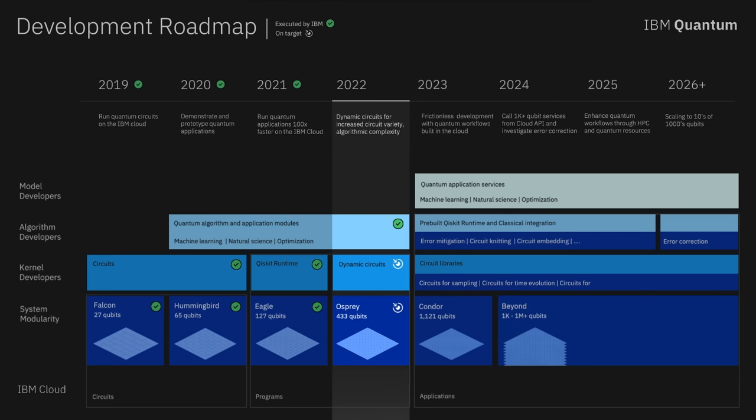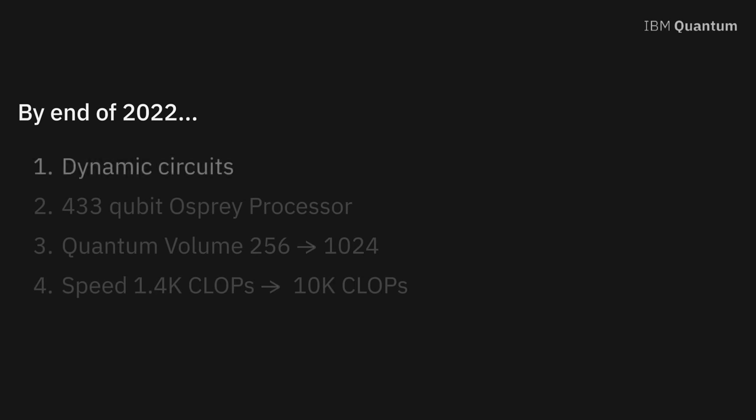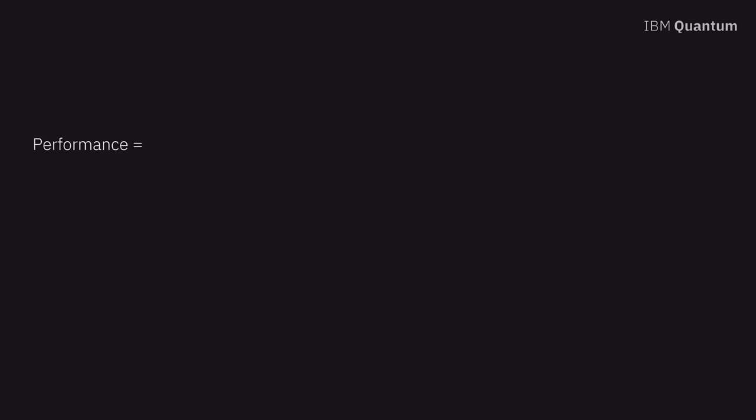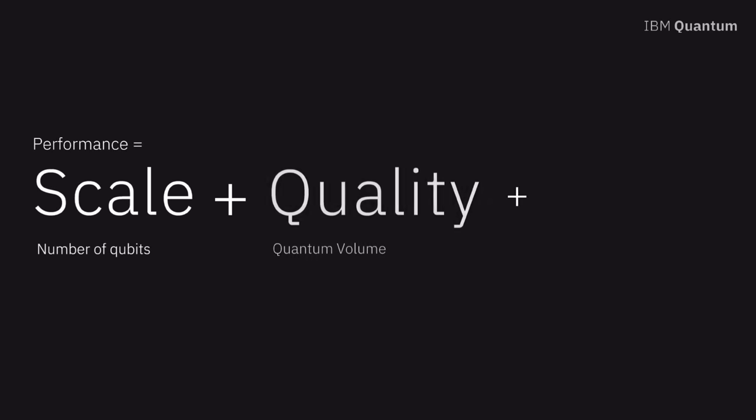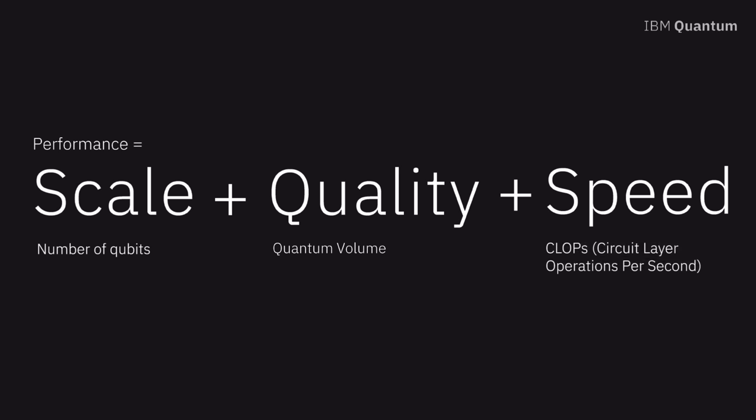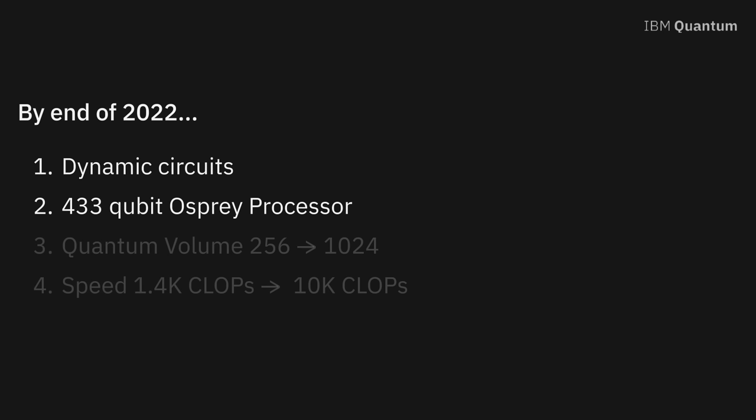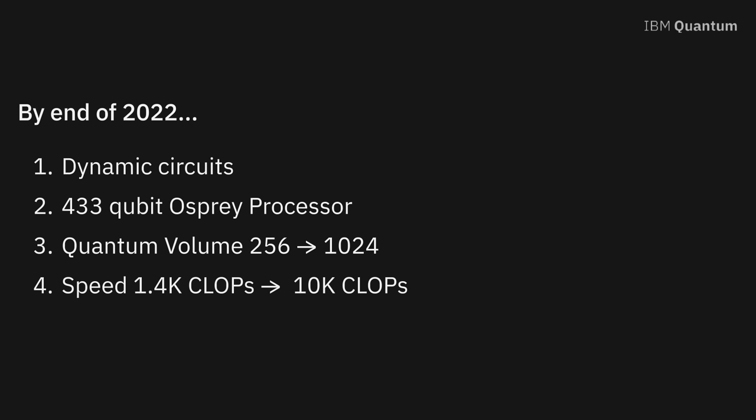For 2022, we have four major objectives. One, we're going to bring dynamic circuits to the stack. Two, we're going to take the next step in scale and introduce our 433 qubit Osprey processor by the end of the year. Performance is more than just scale. It also includes quality and speed. So it's not enough just to talk about one of these things. We need improvements in all of them. So with that, we're also saying three, we'll demonstrate a quantum volume of 1024. And four, we'll increase our speed from 1400 to 10,000 CLOPS, all by the end of the year.